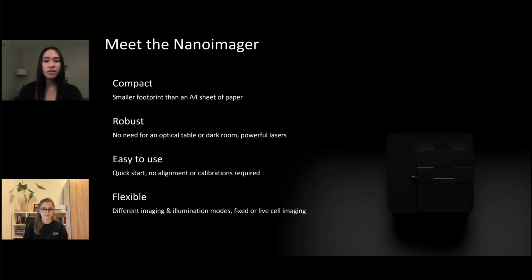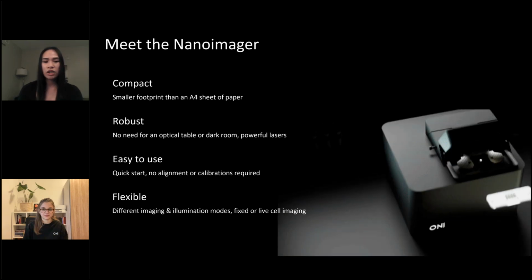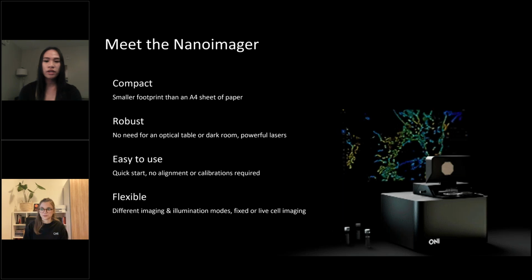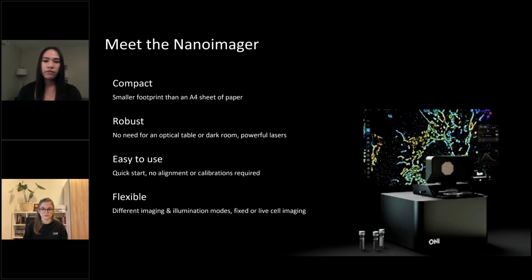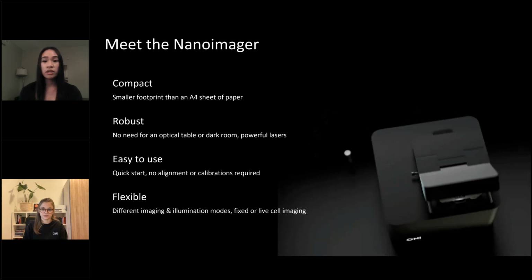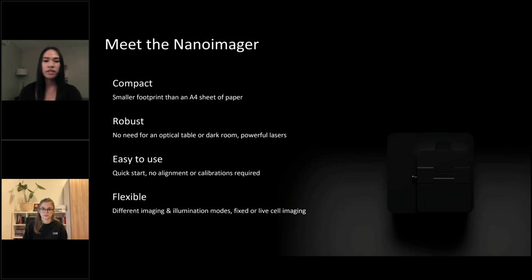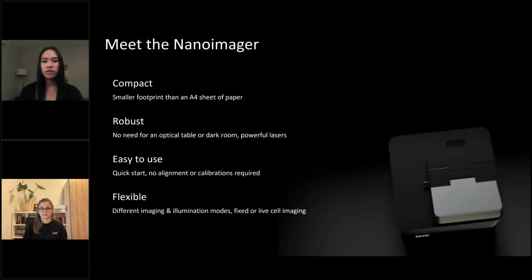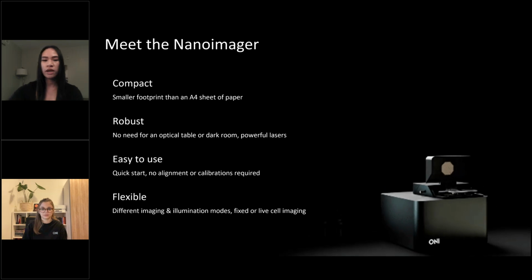It's also very easy to use as there is not really any hardware, so it's a quick start and you don't have to align. And it's also very flexible and incorporates all of those different illumination modes that I mentioned in the previous slide. So it can do epifluorescence, HILO, and TIRF, and you can do fixed or live cell imaging on this platform.